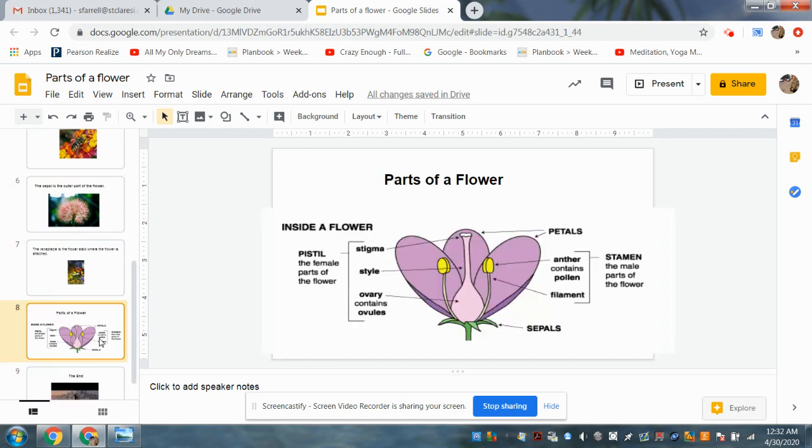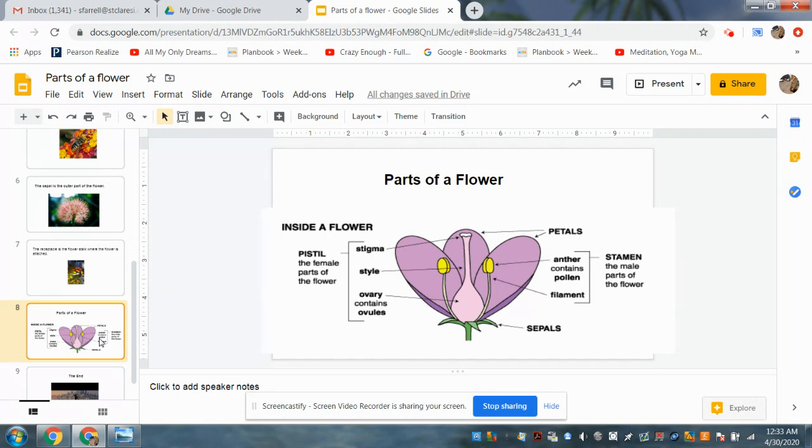Here is a diagram of a flower, the inside of the flower. The inside of the flower has different parts. The colorful part is the petals. On the bottom, there are the sepals. The sepal is going to protect the bud before the flower blooms, so the sepals are very important.